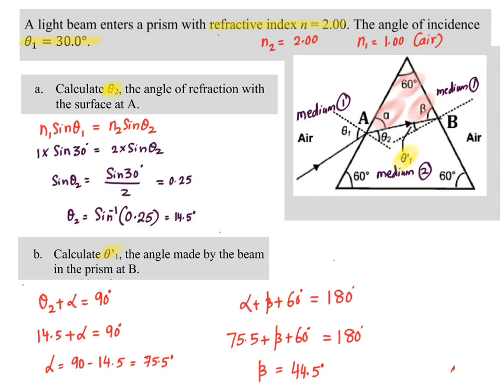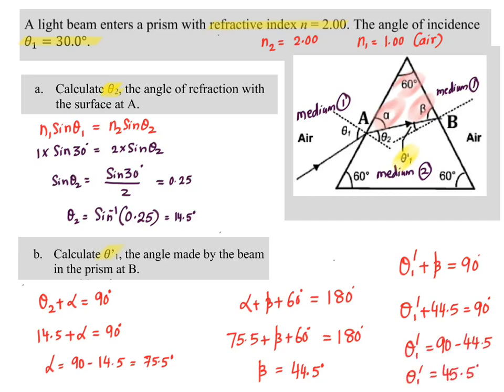And then finally, as the question is asking for theta 1 prime, we are going to get the value of theta 1 prime by using the property of the normal. Theta 1 prime plus beta is equal to 90. We substitute the value of beta. And then finally we get the value of theta 1 prime as 45.5 degrees.